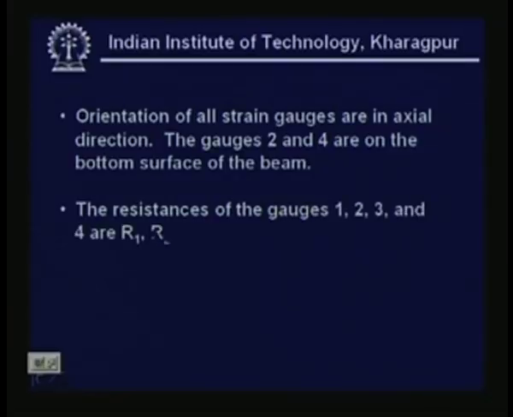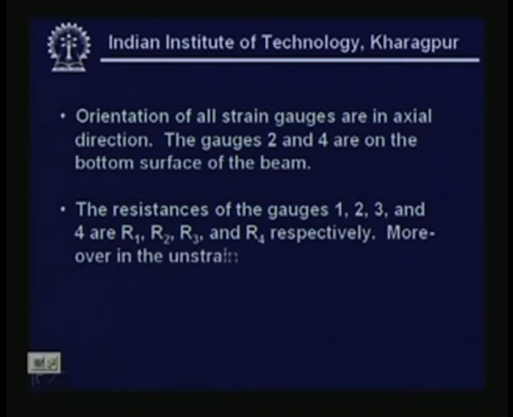Gauges 1 and 3 are on the top surface and gauges 2 and 4 are on the bottom surface of the beam. The resistance of the gauges 1, 2, 3 and 4 is R. We assume they are R1, R2, R3 and R4 respectively. Moreover, in the unstrained condition, R1 equals R2 equals R3 equals R4, since there is no force applied on the gauges. Gauges 1 and 3 will be subjected to elongation, whereas gauges 2 and 4 will be subjected to compression, because they are on the bottom.